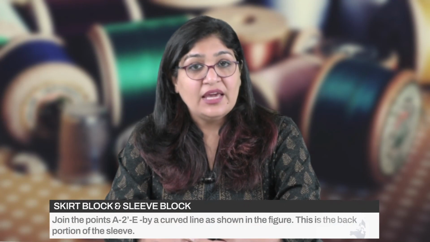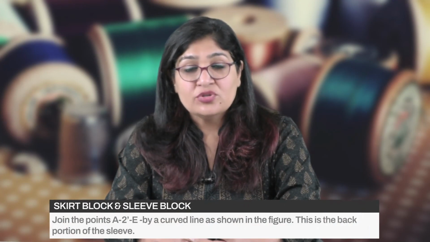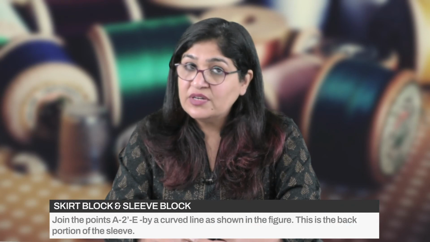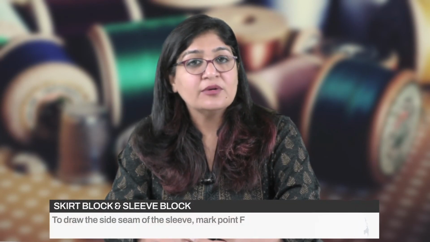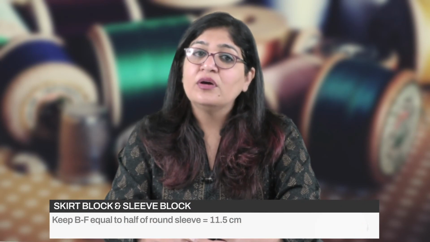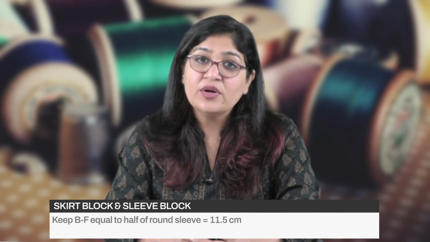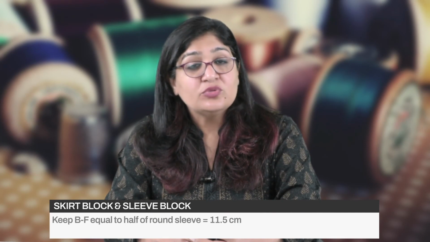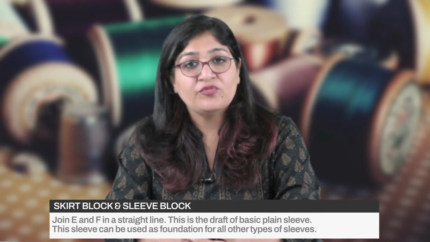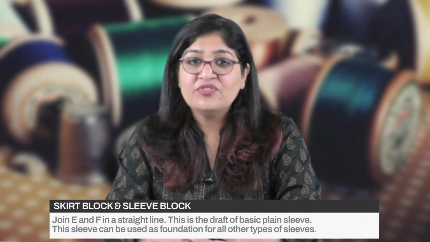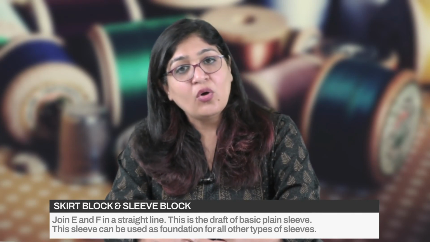Join the points A to 2' to E by a curved line as shown in the figure. This is the back portion of the sleeve. To draw the side seam of the sleeve, mark point F. Keep B to F equal to half of round sleeve, which is the lower round measurement, which is equal to 11.5 centimeters. Join E and F in a straight line. This is the draft of the basic plain sleeve. This sleeve can be used as foundation for all other types of sleeves.